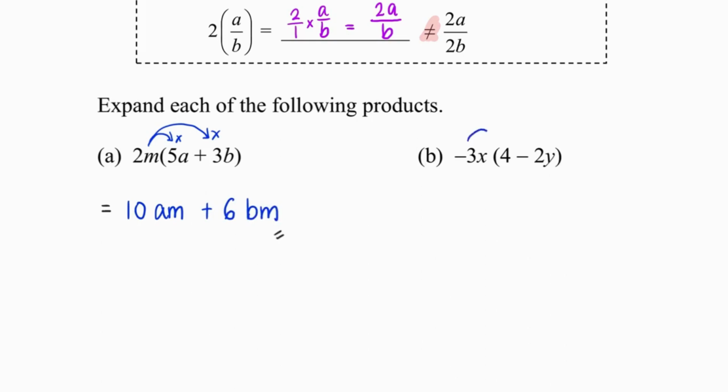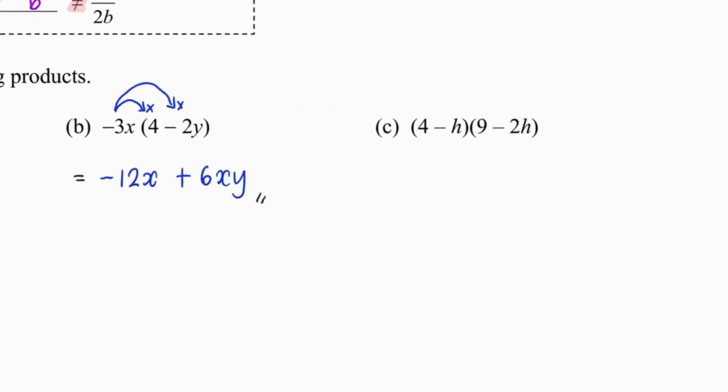Continue to the next example. Negative 3x times positive 4x will give me negative 12x squared. Negative 3x times negative 2y. Negative times negative will give me positive, in this case 6xy. And we are done.